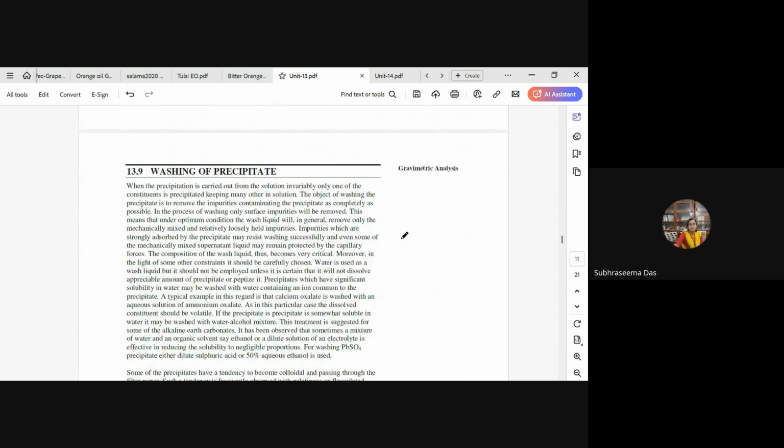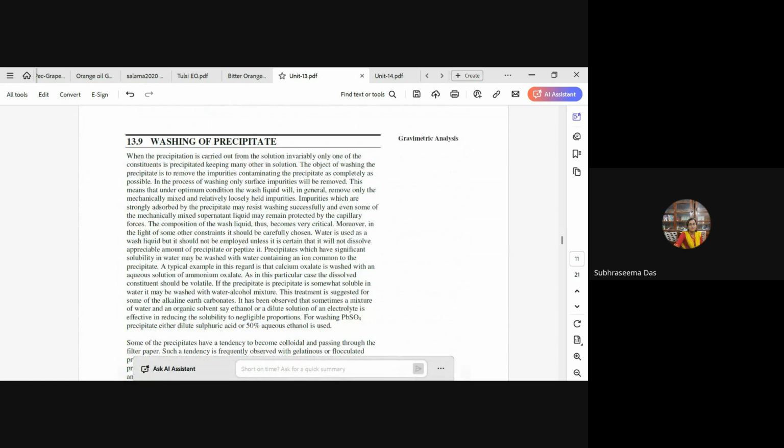Then coming to washing of the precipitate. When we obtain a precipitate, it is important that the washing is done, else it might contain impurities which are not required for us. So the object of washing the precipitate is to remove the impurities containing the precipitate as completely as possible. But when we wash the precipitate, only the surface impurities are removed.